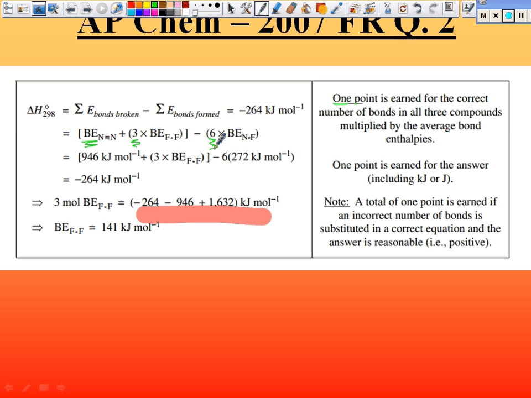Now, what basically this means is you can earn a BOA. Let's say that you put 2 or 3 right here. Could you still have earned a single point, not both points? Yes, so this would have been the BOA aspect. If you messed up the 1, the 3, or the 6, you still could have earned the answer if your math worked out to be the right answer. Okay? Does that make sense?